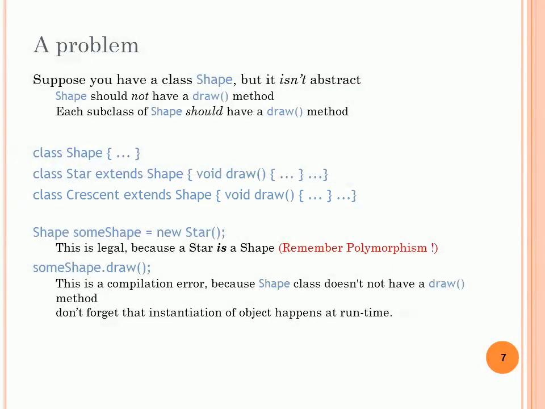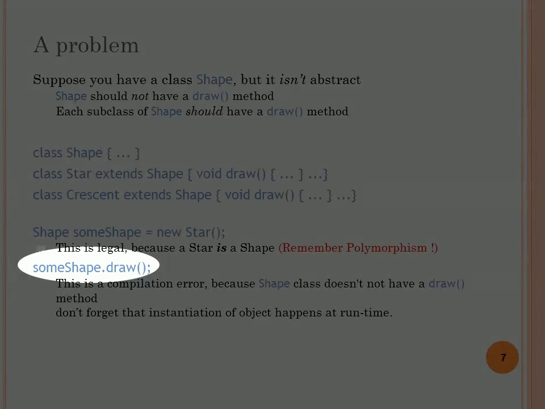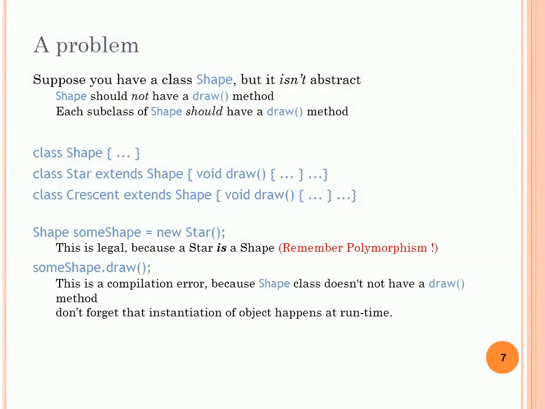Now, in the main, we will be creating an object of type Shape and we will instantiate it to be a Star. Then, we will call the draw function. This will cause a problem. We will have a compilation time error. Why? Because the draw function was not defined in the Shape class, in the superclass. So it cannot be called.